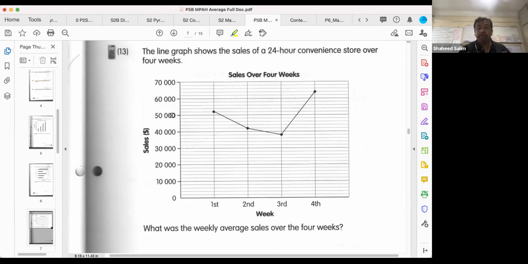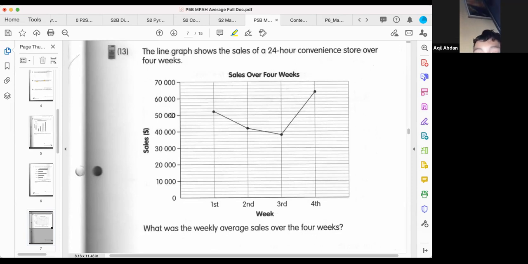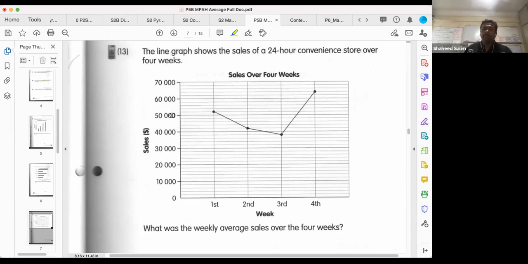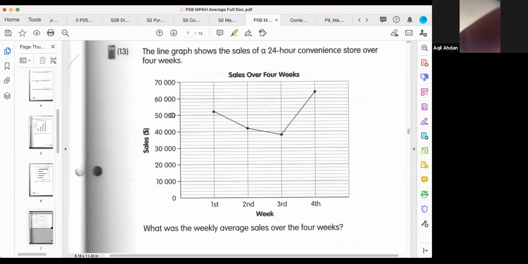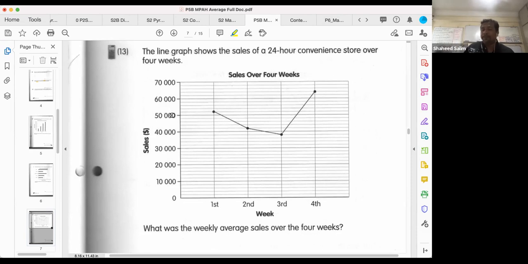Wow! Oh yeah, maybe you're right. Correct. What about Akil? Yeah, I counted only in the thousands. I didn't count the last. Yeah, well done.